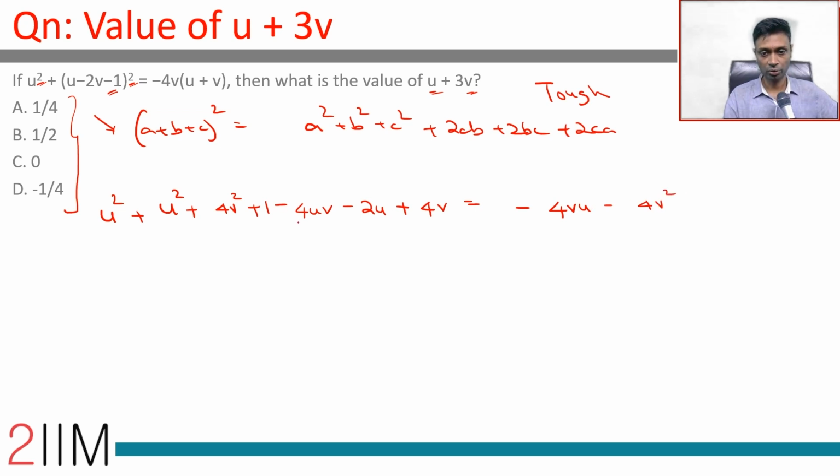So minus 4UV minus 4UV gets cancelled. So this is 2U square plus 4V square minus 2U plus 4V plus 4V square plus 1 equal to 0. I'm bringing everything onto the same side.